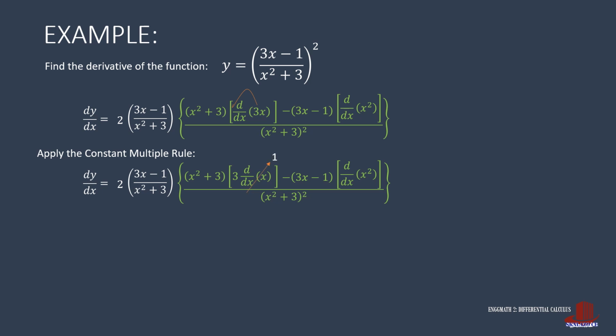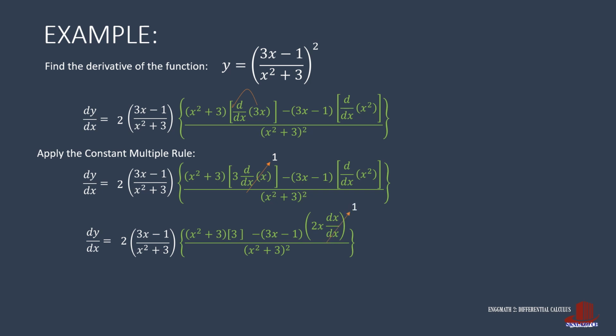Simplify the function by cancelling dx upon dx, so the derivative then becomes the copied terms with the ratio having the numerator of the quantity of x squared plus 3 multiplied by 3, minus the other quantity of 3x minus 1 times the derivative of x squared, which is 2x times dx upon dx. Another dx over dx is observed, and we cancel it again as 1. And this marks the end of differential calculus.